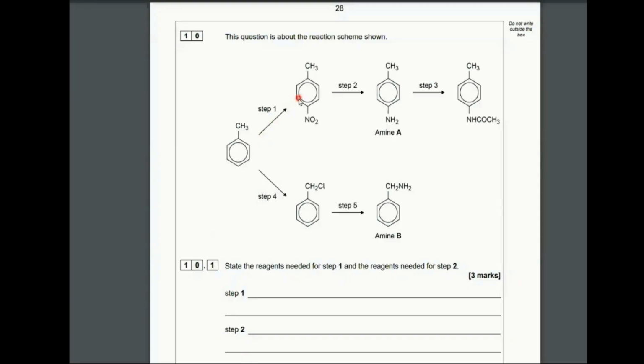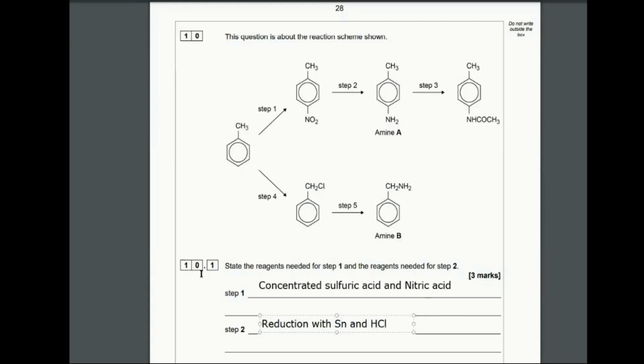So for step 1 we're nitrating the benzene, so we're getting that NO2, that nitro group, onto the benzene. And how do we do that? We use concentrated sulfuric acid, and we need nitric acid as well. And we're going to have a little look at this rather than just have the answer. I'm going to explain the mechanism for this as well. And for step 2, this is going to be reduction, and we're going to do this with tin, the metal tin that is, and concentrated HCl.